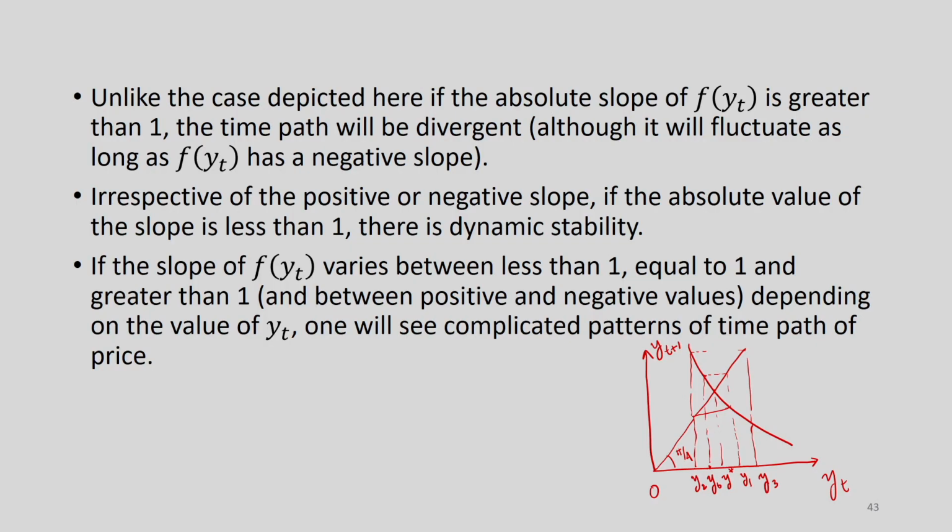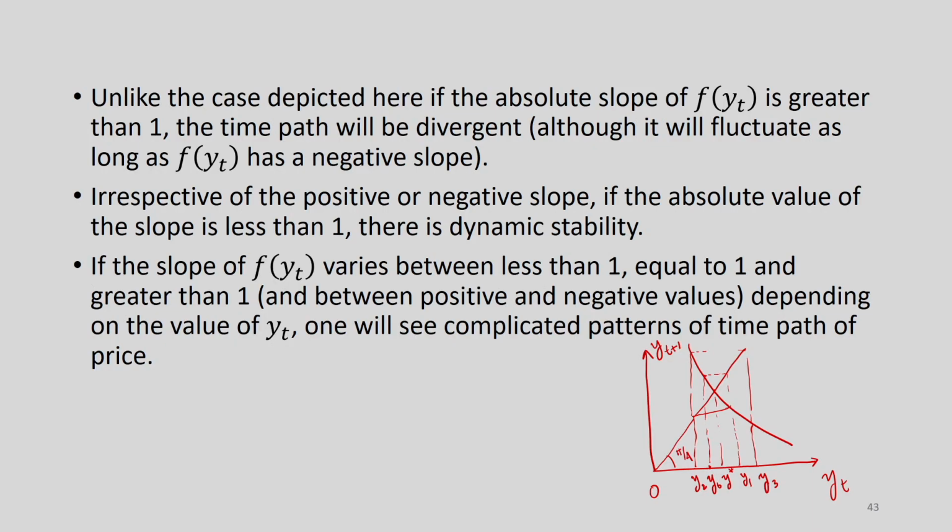And if the slope of f of y t varies between less than 1, equal to 1 and greater than 1, and between positive and negative values depending on the value of y t, one will see complicated patterns of the time path of price. So, this is a general case: it is possible that f of y t is not always less than 1 and not always greater than 1, but the slope goes on changing. It can be equal to 1, less than 1, greater than 1, and it can be positive and negative as well. Then we can have a very complex pattern of time path of price.